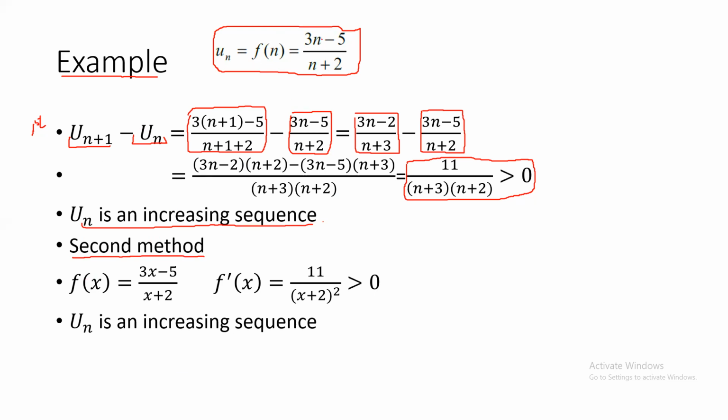Now second method, I can write un as a function. So f of x, I change n into x: (3x minus 5) over x plus 2. F prime x is u prime v minus v prime u over v square: 3 into x plus 2 minus 1 into 3x minus 5, over x plus 2 square, equals 11 over x plus 2 square, which is positive. So un is an increasing sequence.